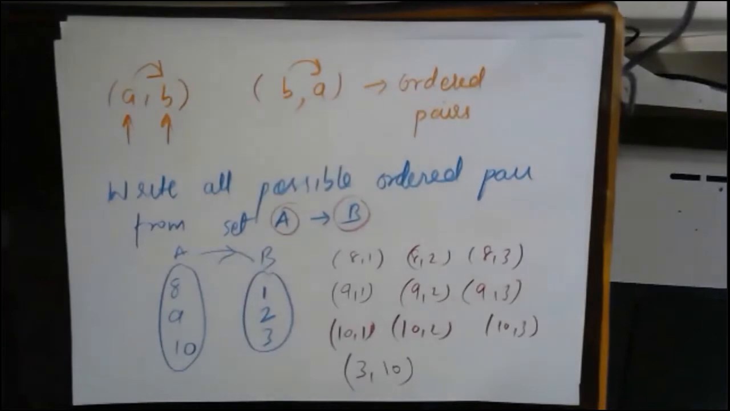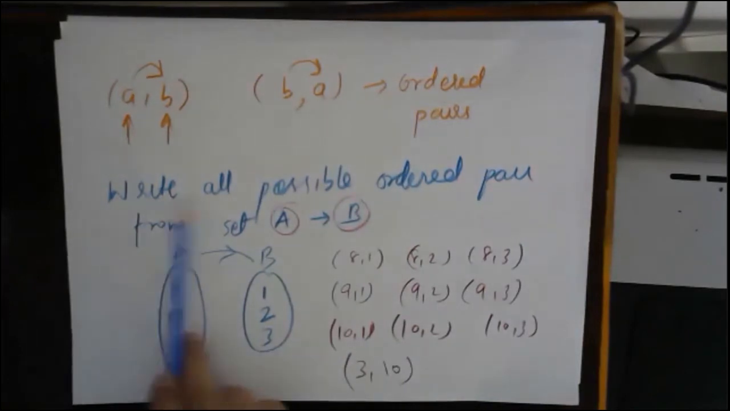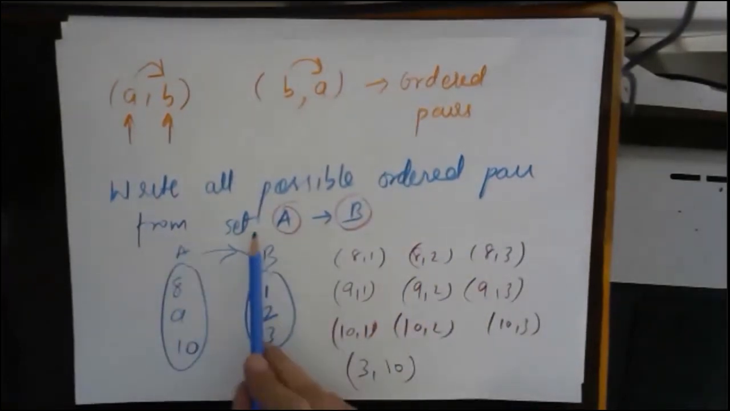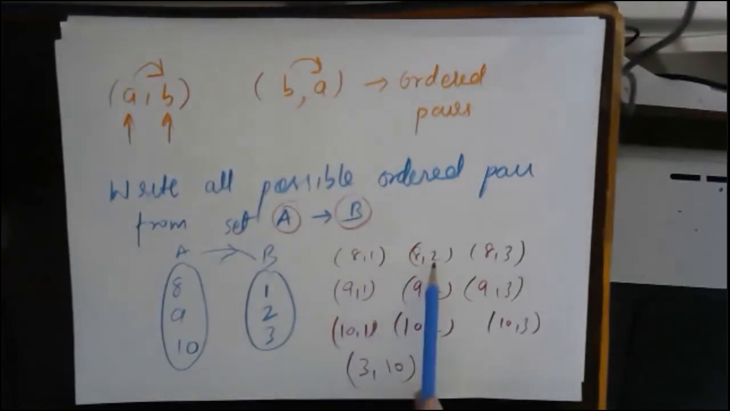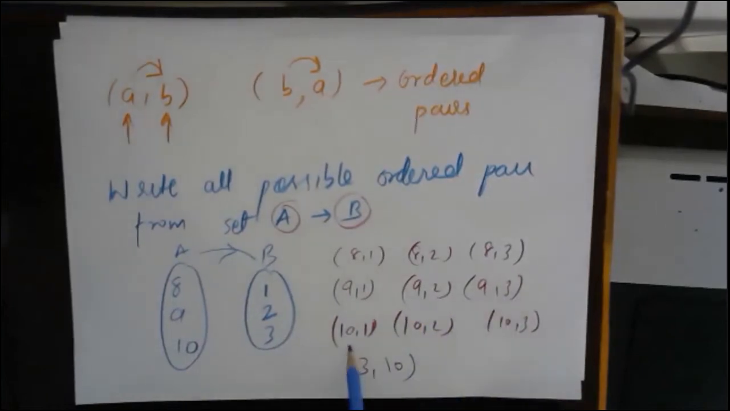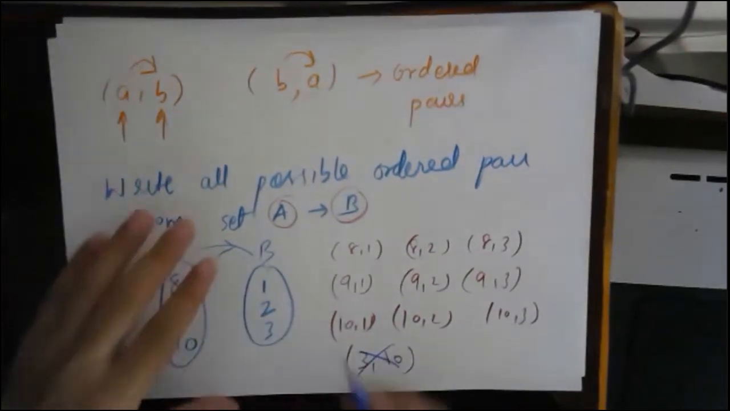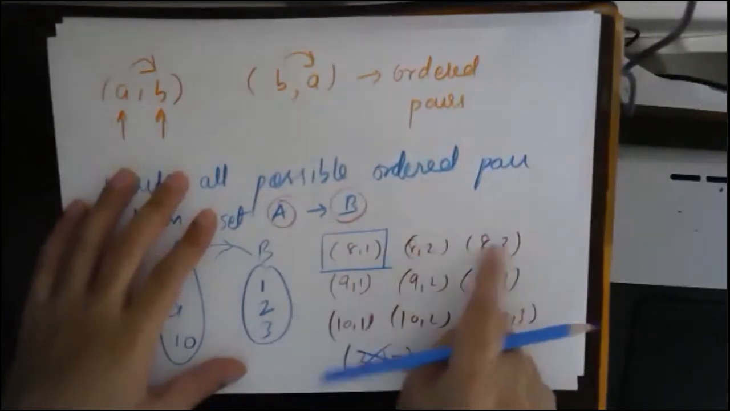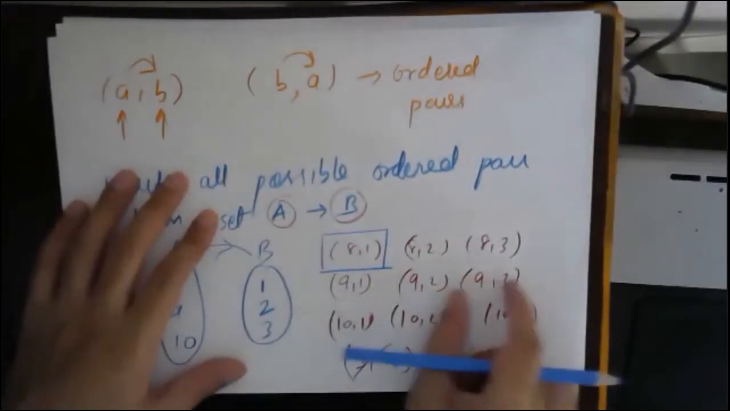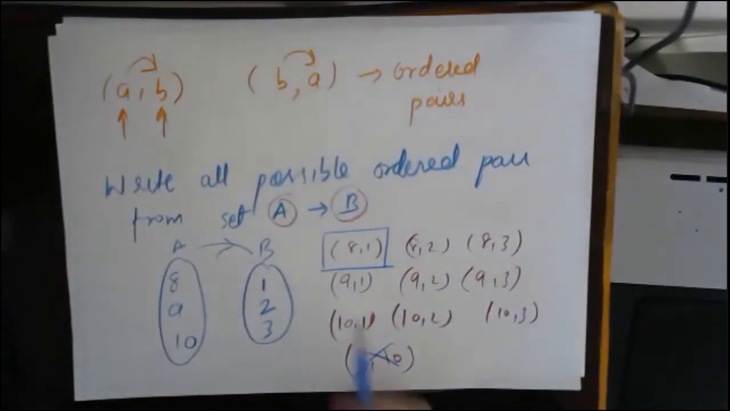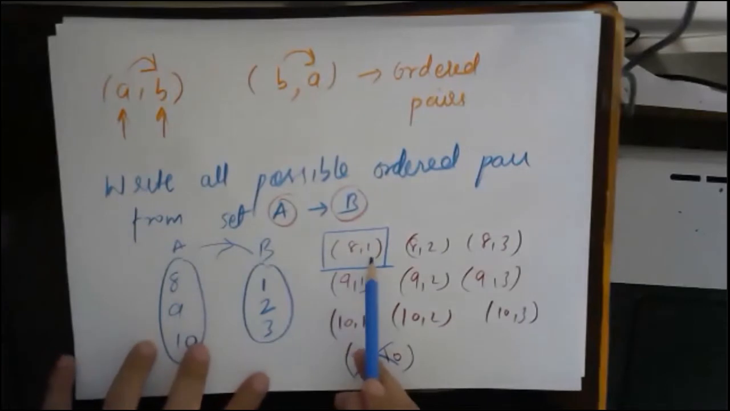Now I have also given you an example: write all the possible ordered pairs from set A to set B. You have written 8, 1, 8, 2, 8, 3, 9, 1, 9, 2, 9, 3, 10, 1, 10, 2, 10, 3. Sorry, 3, 10 was not there, right? All these are individually called ordered pairs. Ordered means the ordering matters. First is 8, second is 1.